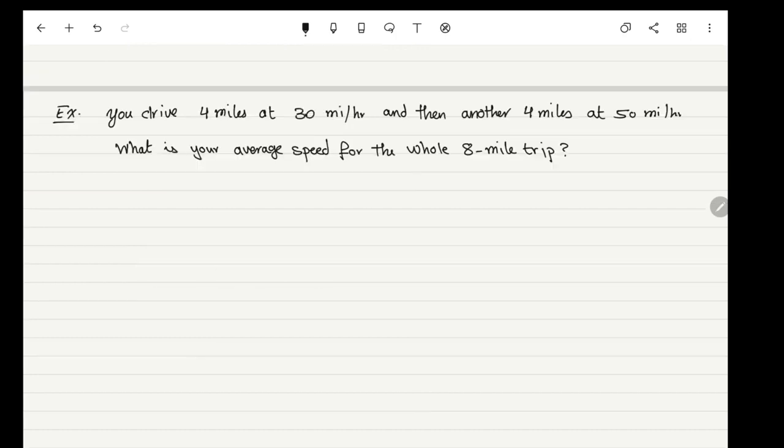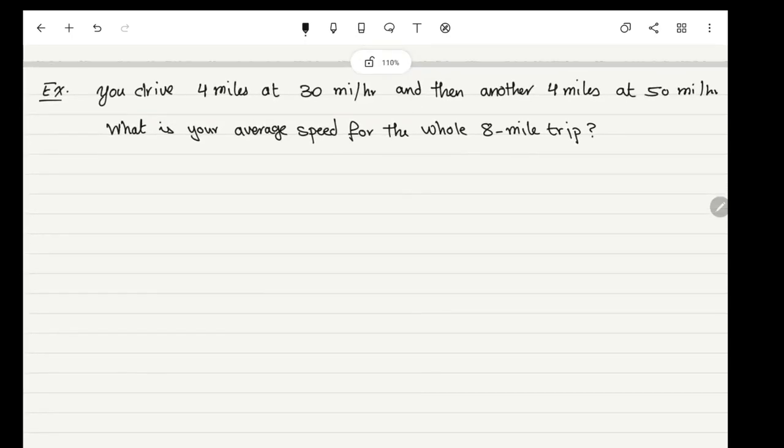Now let's have another example. You drive 4 miles at 30 miles per hour and then another 4 miles at 50 miles per hour. What is your average speed for the whole 8 mile trip? This example is different from the previous one because the time for the first part of the trip is different than the time for the second part. To find the average speed in this case, we should find the time for each part of the trip.